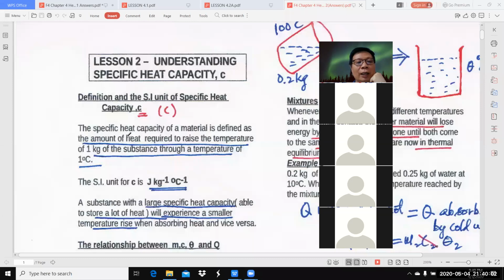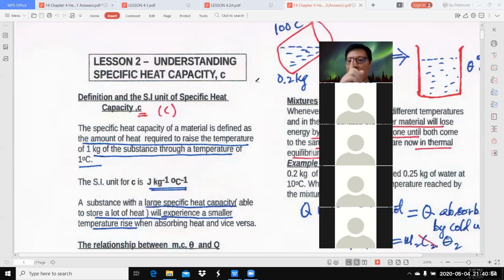The specific heat capacity of a material is defined as the amount of heat required to raise the temperature of 1 kilogram of substance by 1 degree Celsius. Please put it here. Is the amount of heat required to do what? Understand the meaning? Meaning how much heat energy is needed to increase 1 kilogram of the substance by 1 degree Celsius.